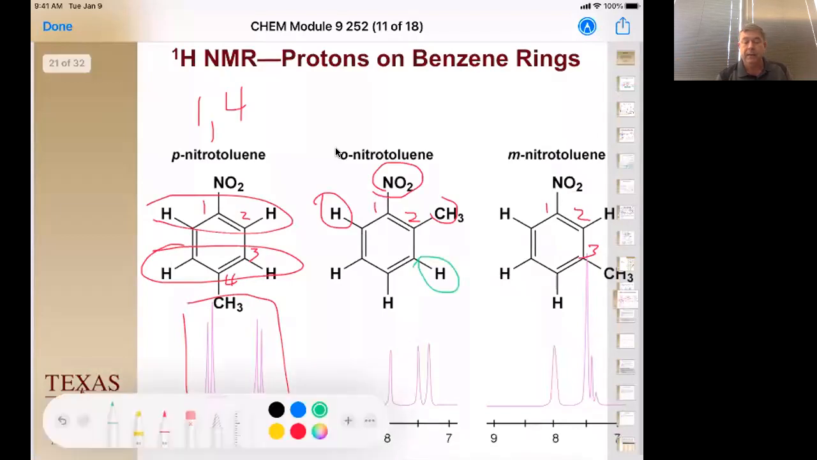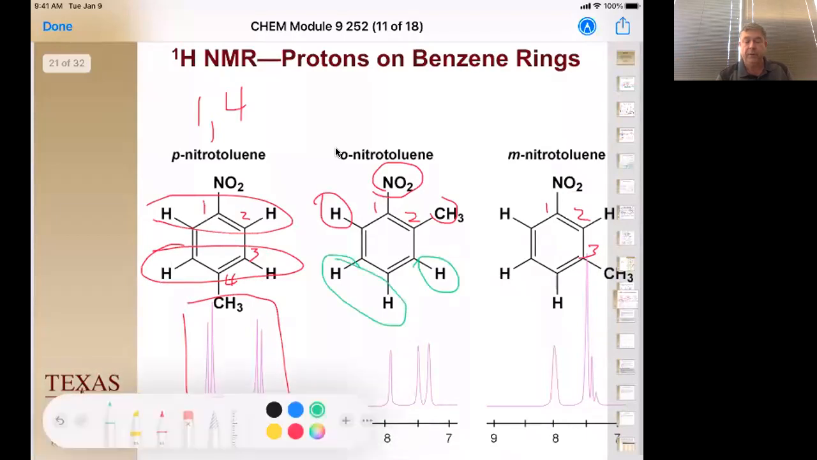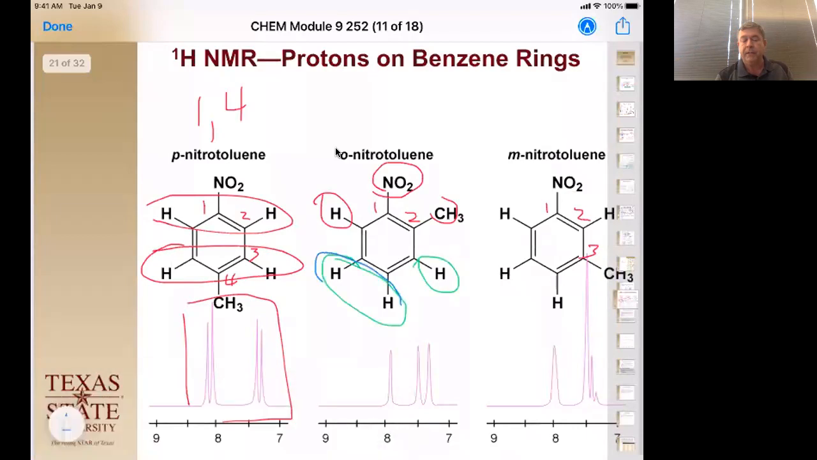And these two hydrogens are about the same. Oops, let me draw it in a different color. These two are about the same, and we end up getting this pattern of three peaks because this is next to one group, this is next to the other group, and then these are about equal. So we end up with this pattern of three peaks, okay?